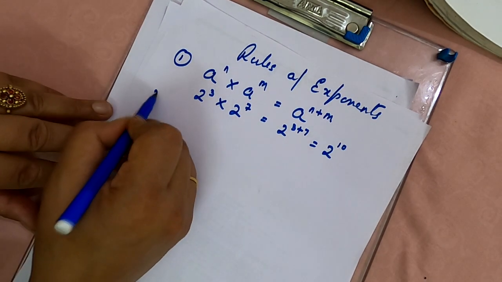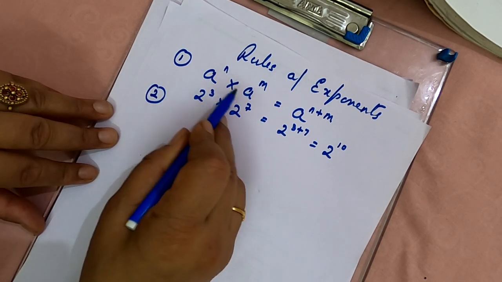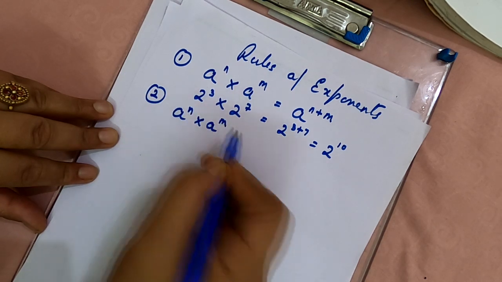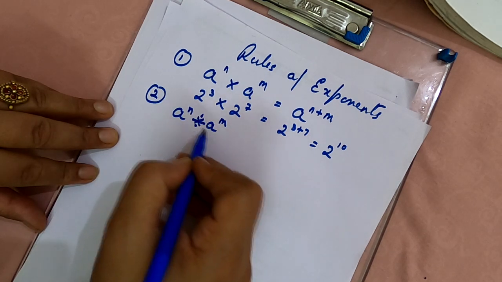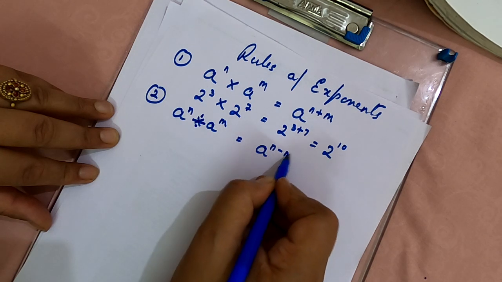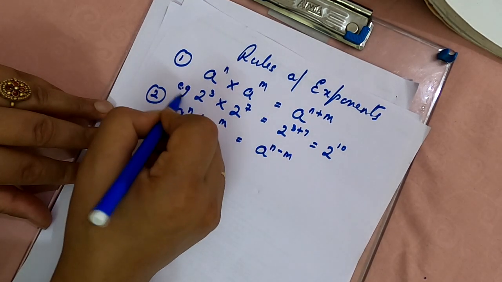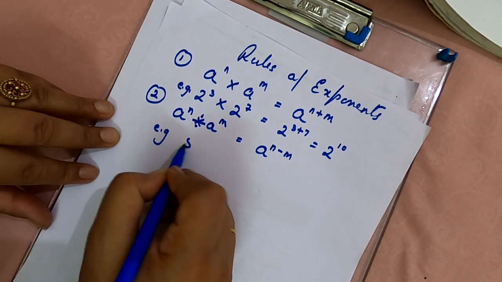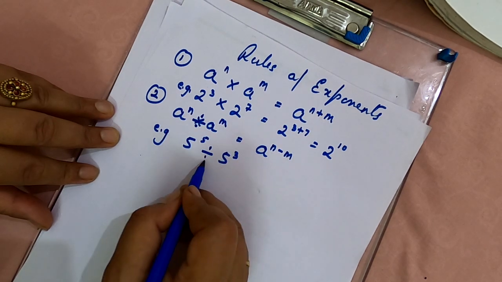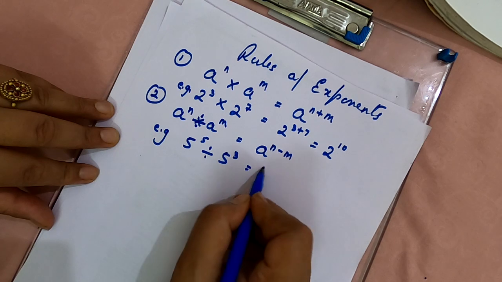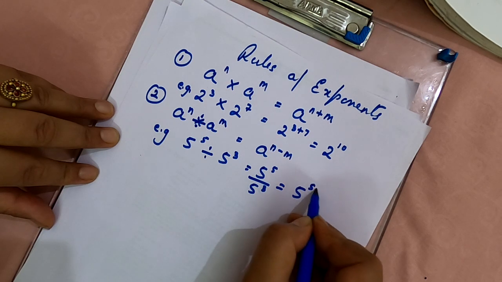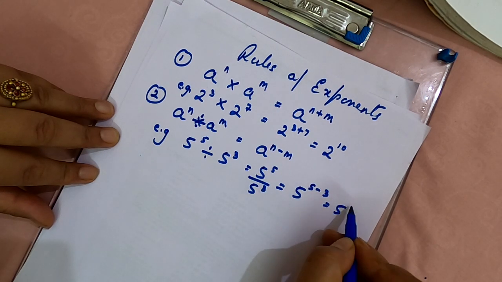Clear? Now second rule. Whenever the same bases are divided, such as a raised to power n divided by a raised to power m, it will be a raised to power n minus m. Example, suppose I say 5 raised to power 5 divided by 5 raised to power 3. Divided can also be written as numerator upon denominator. So 5 raised to power 5 upon 5 raised to power 3 can be written as 5 raised to power 5 minus 3, and the answer will be 5 raised to power 2.